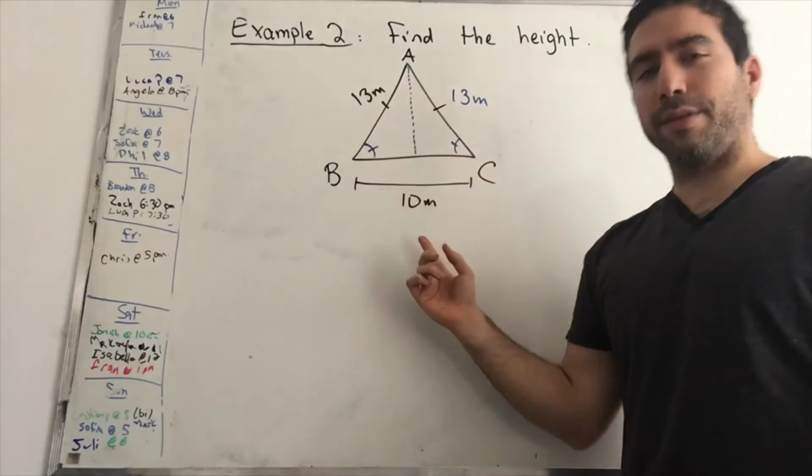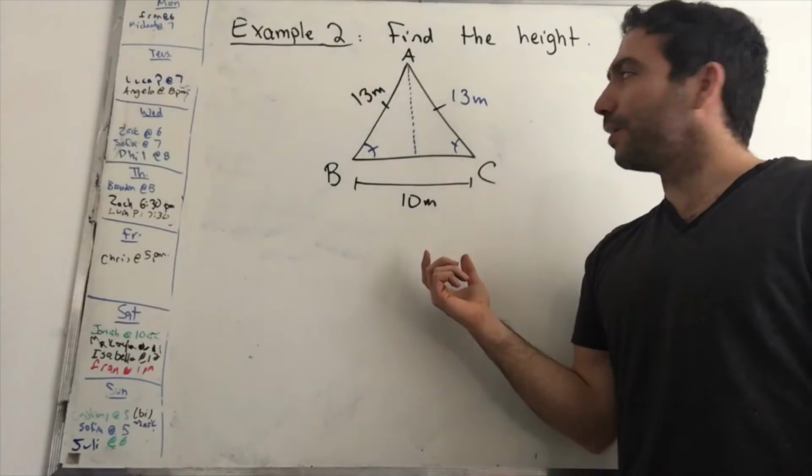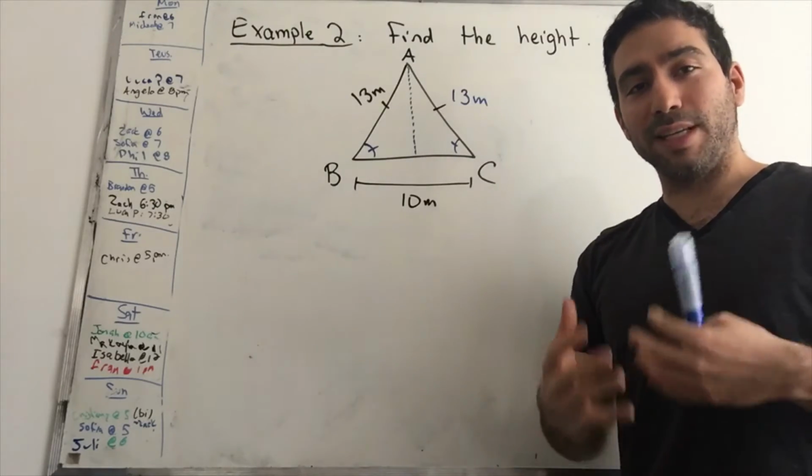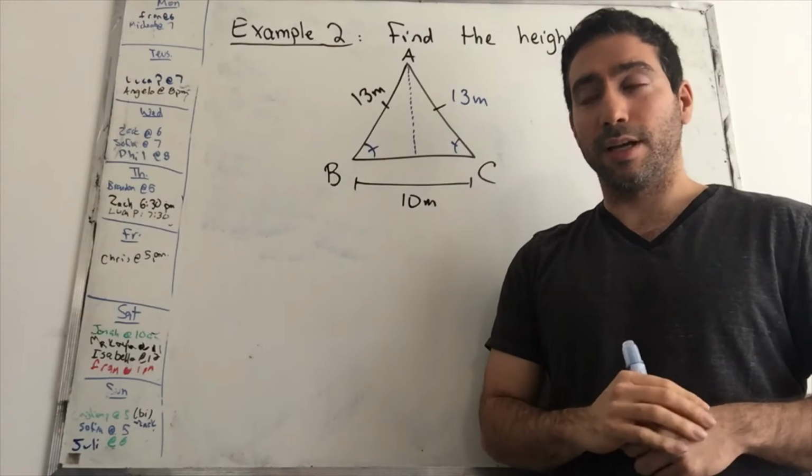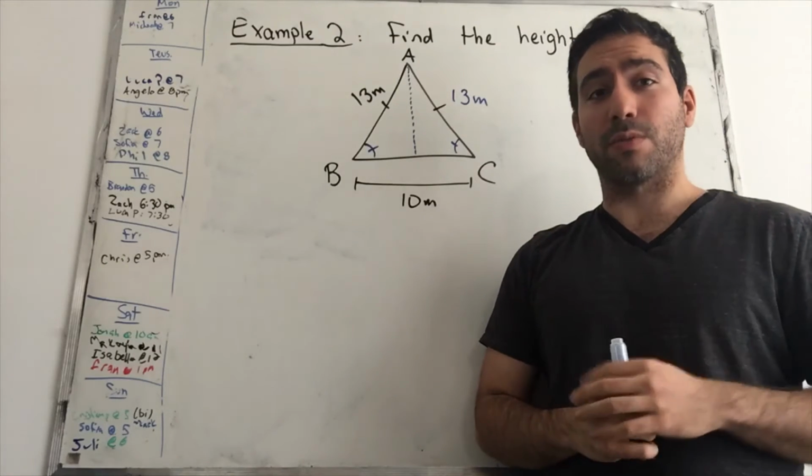Can we use the Pythagorean Theorem on an isosceles triangle? No, because it's not a 90 degree triangle. We need a 90 degree triangle. If you use 10 and 13 and plug it into the formula for the Pythagorean Theorem, that's wrong.